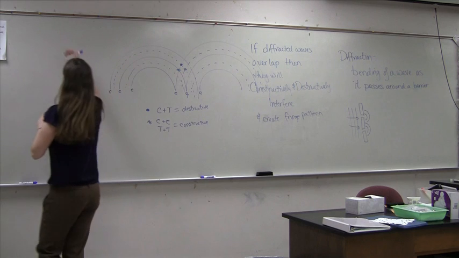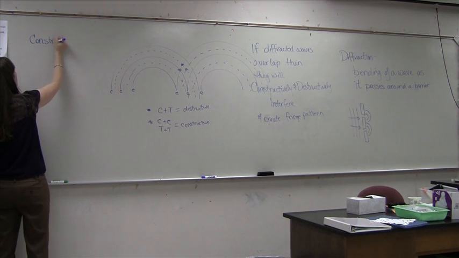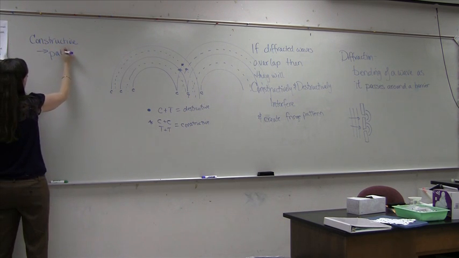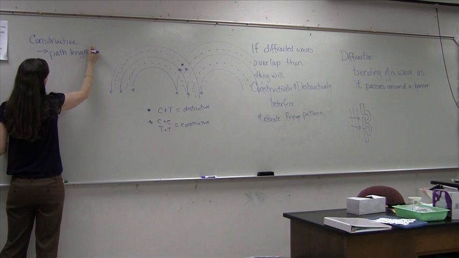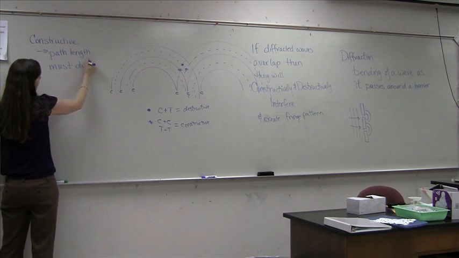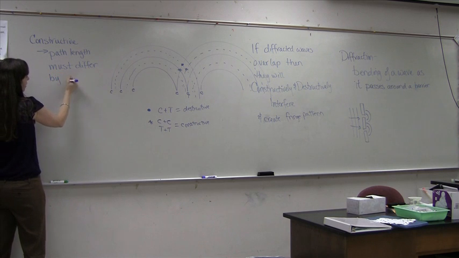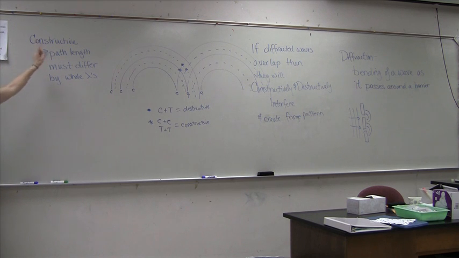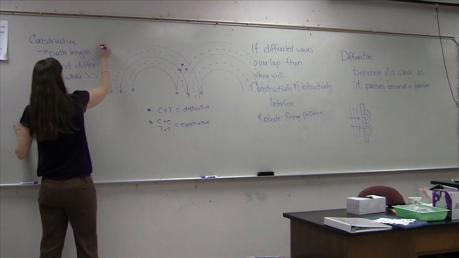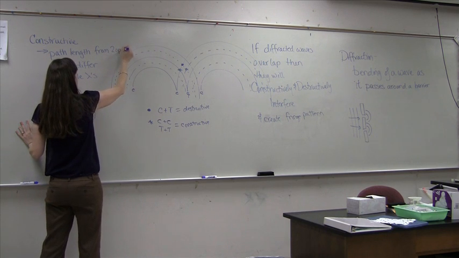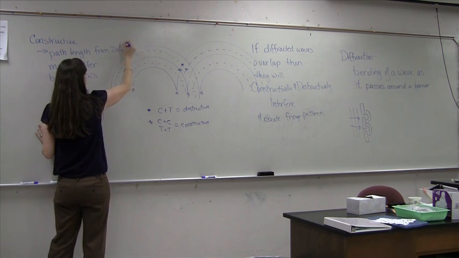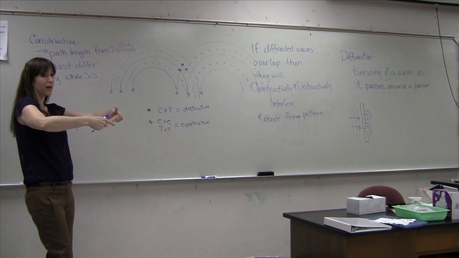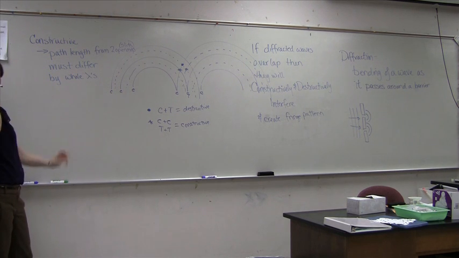For constructive interference, the path length must differ by whole wavelengths. Now this means the path length from the 2 slits, so from the 2 openings. So that path has to differ by a whole wavelength. So we're still getting crest and crest lined up, but they're not traveling the same distance.